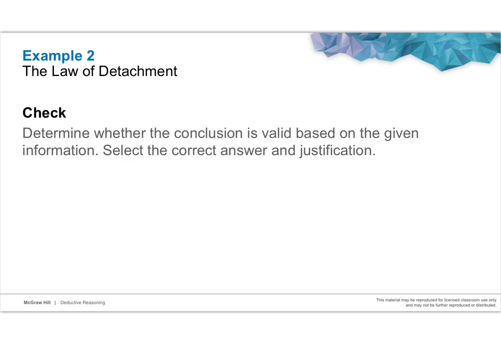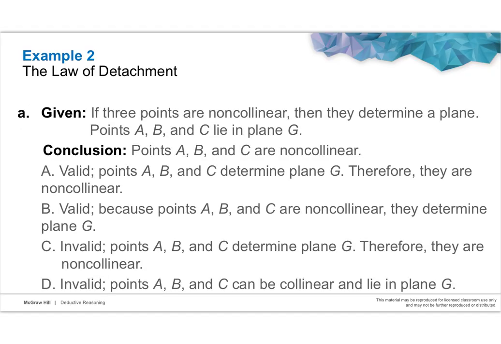Take a pause on the video here as we check on your use of the law of detachment in a couple of scenarios. Scenario A is given: if 3 points are non-collinear, then they determine a plane. Points A, B, and C lie in plane G. Therefore, points A, B, and C are non-collinear. And then we have 4 choices of valid or invalid with accompanying logic to choose from here.